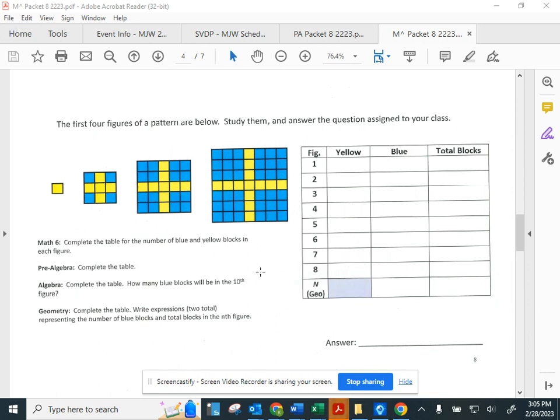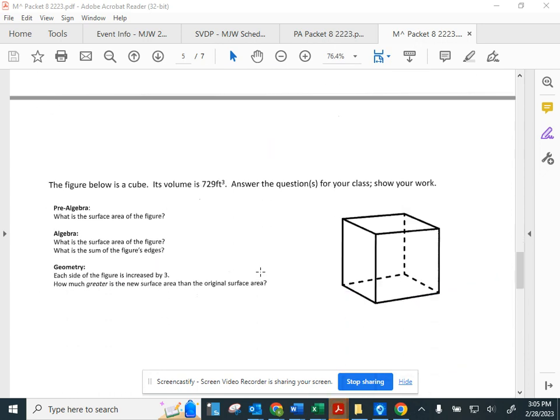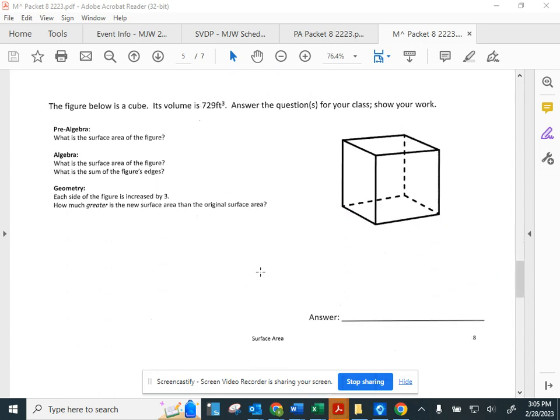Our next page, if we look at the questions, it says, answer the questions for your class. There's a pre-algebra, there's an algebra, there's a geometry. There is no math 6. So what we are going to do for this one is this is an extra credit page. You do not have to do this page, but if you want to do the pre-algebra, you will earn an extra point. So you won't be punished if you don't do it. I'm not going to take any points away, but you could add an extra point if you do it.